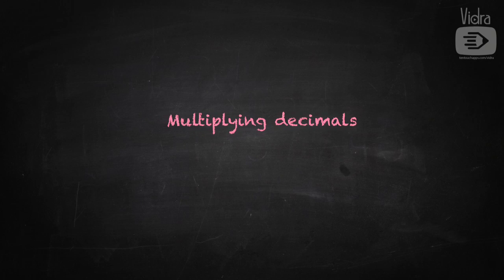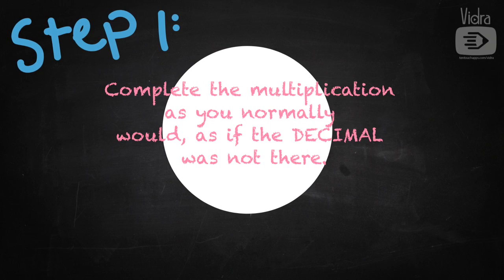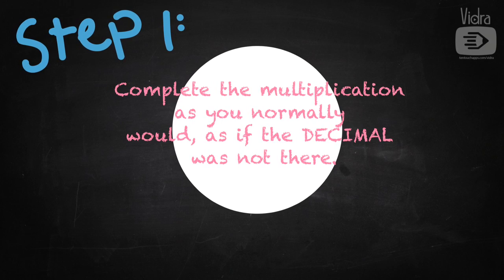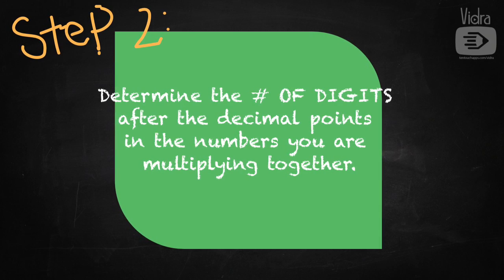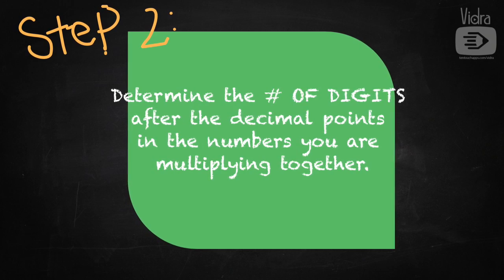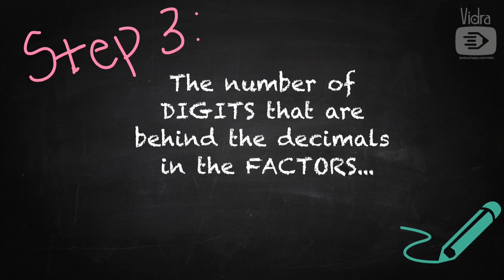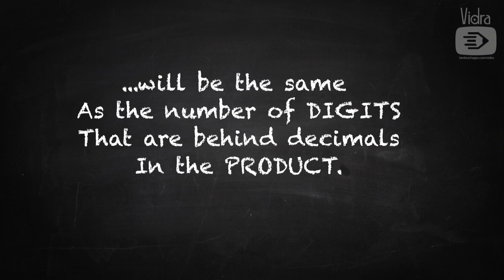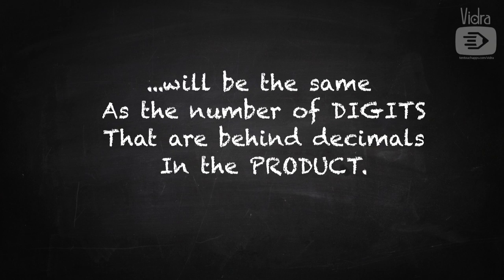Multiplying decimals. Step 1. Complete the multiplication as you normally would, as if the decimal was not there. Step 2. Determine the number of digits after the decimal points in the numbers that you are multiplying together, the total number of digits after the decimals. And step 3. The number of digits that are behind those decimals in the factors will be the same as the number of digits that are behind the decimals in the product.